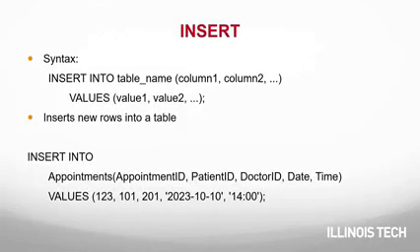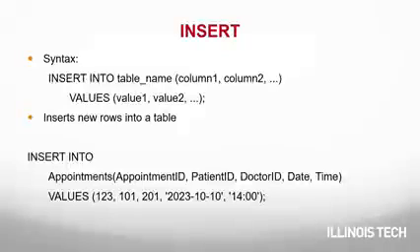Let's start with insertion. How do we add a new appointment? The insert statement has the following syntax. Insert into table name, some set of columns, which has to list all of the columns in the table, values, value 1, value 2, and so forth, in the same order that the columns are specified. This will insert new rows into a table. Now, the column names have to match the schema of the table, and the values have to be of the right data types to match those columns.